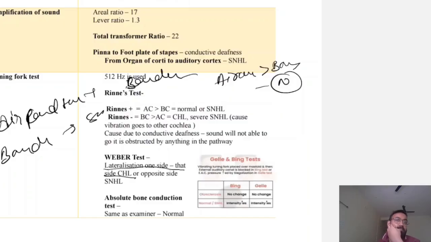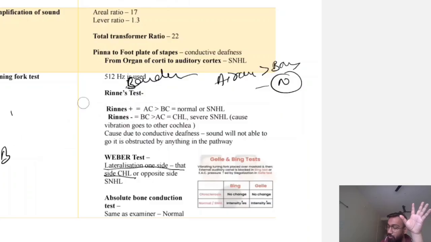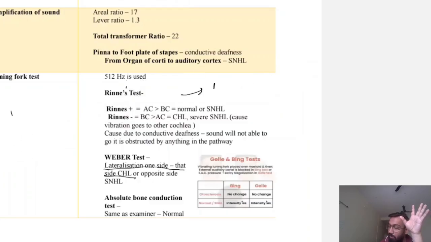on the mastoid. If you put the vibrating tuning fork on the mastoid, what will you find? From the mastoid it goes through the temporal bone, then directly to the inner ear. So the bone conduction test is for sensory neural hearing loss. Normally air conduction is better than bone conduction, in a normal ear and in sensory neural hearing loss.